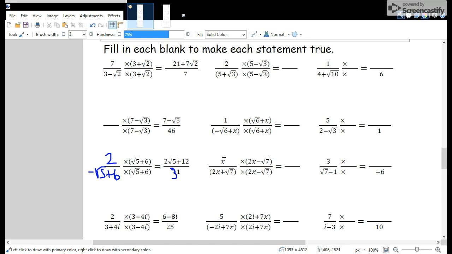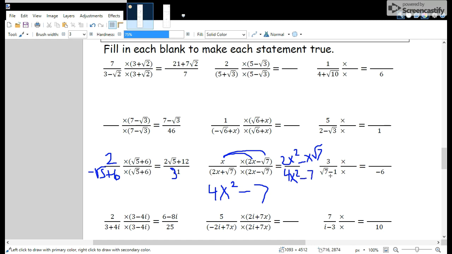Let's look at the next one. We have x, so we're going to multiply each term by x. We have 2x squared minus x square root 7. And then we have the conjugates. Since they're conjugates, they're going to be a difference of squares, so we have 2 times 2 is 4, x times x is x squared. The inner and outer terms will cancel, and so you have minus 7, because square root of 7 times negative square root of 7 is 7. So that's what you'd write right here.